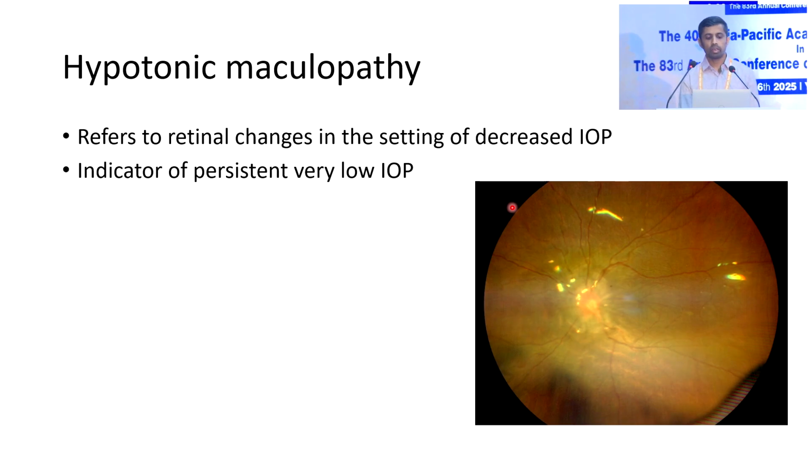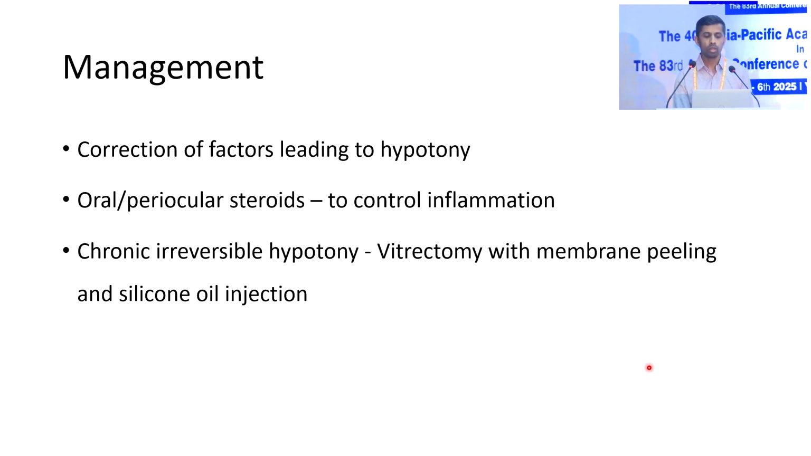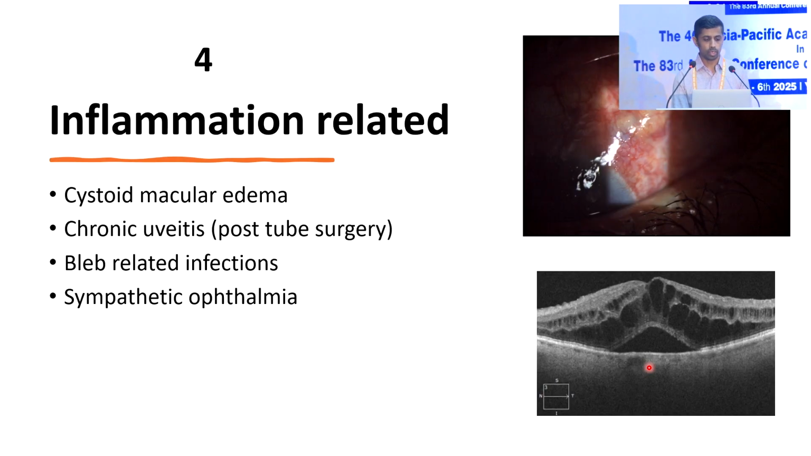Hypotonic maculopathy refers to retinal changes in the setting of decreased IOP. It is an indicator of persistently very low IOP. Clinical features include the presence of subtle macular folds, disc edema, and vascular tortuosity. Sometimes the disc edema can be very severe. On OCT, we can see the presence of retinal thickening as well as choroidal folds. Management includes correction of factors leading to hypotony, and oral or periocular steroids to control inflammation. In chronic irreversible hypotony, vitrectomy with membrane peeling and silicone oil injection is recommended.